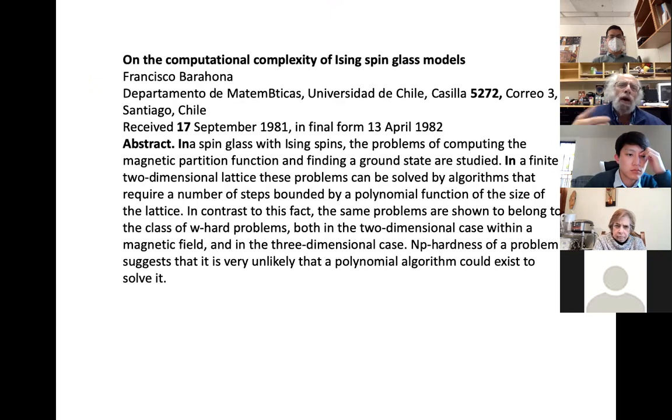And in order to calculate these things, you can calculate the computational complexity of an Ising spin glass with Ising spins, and the problems of computing the magnetic partition function and finding a ground state are studied. In a finite two-dimensional lattice, these problems can be solved by algorithms that require a number of steps bounded by the polynomial function of the size of the lattice. In contrast, there are non-NP cases, like if you have a magnetic field or in 3 dimensions.